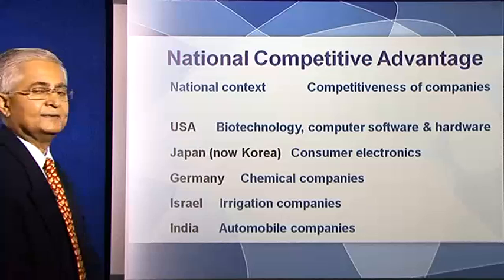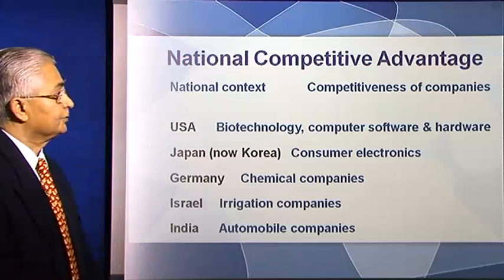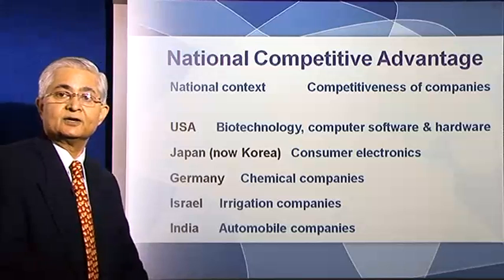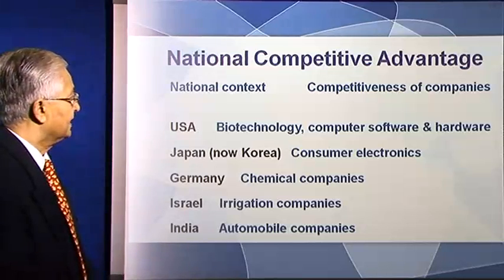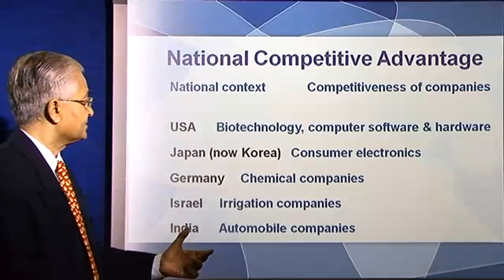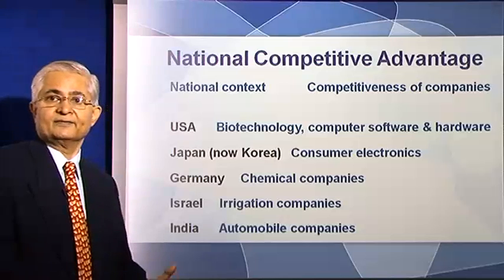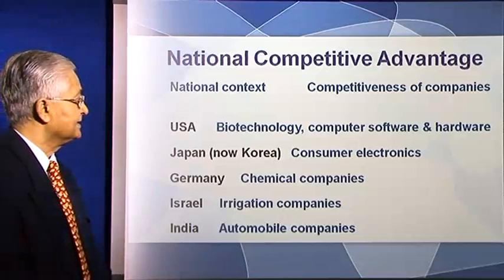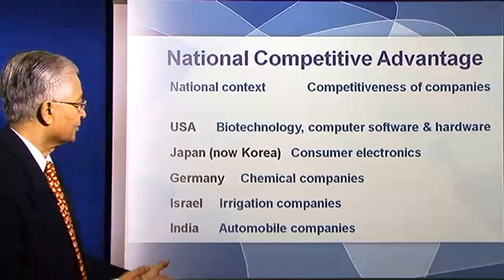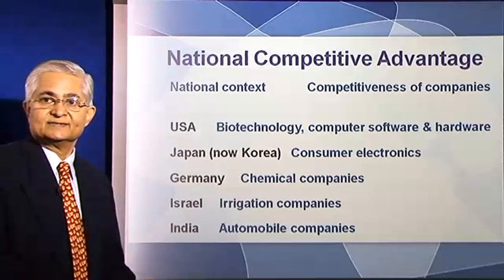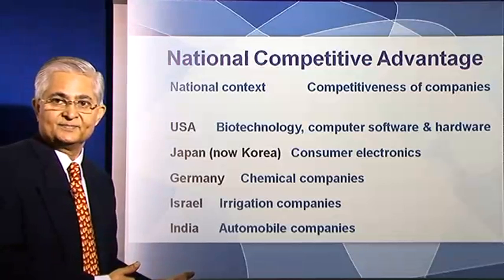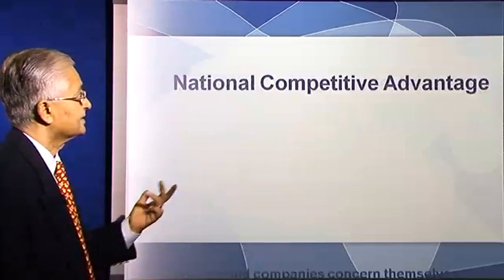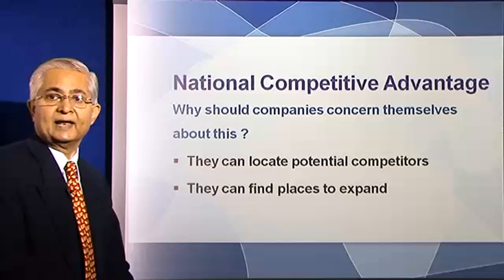Why is it that the biotech or the computer software and computer hardware industries originated in the US and have largely grown in the US? Why is it that the consumer electronics industries grew very rapidly in Japan? Now, of course, it is in Korea that these consumer electronics industries are growing. On the other hand, chemical companies grew rapidly in Germany. Irrigation companies grew rapidly in Israel. Automobiles have grown rapidly in India, right? So why is it that these different industries have grown in different countries? This is what the National Competitive Advantage model will help us to resolve.